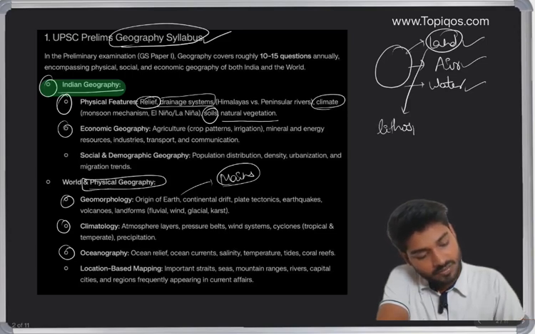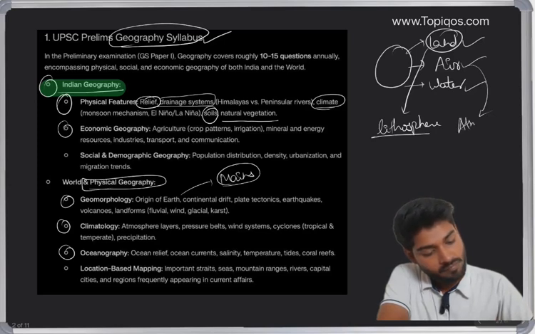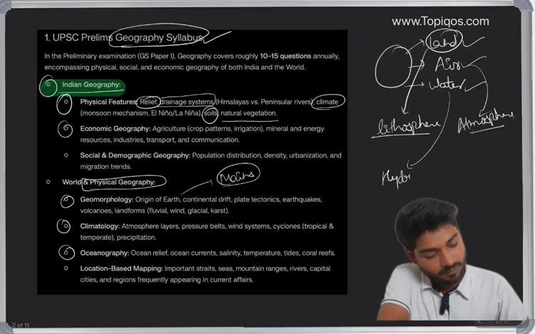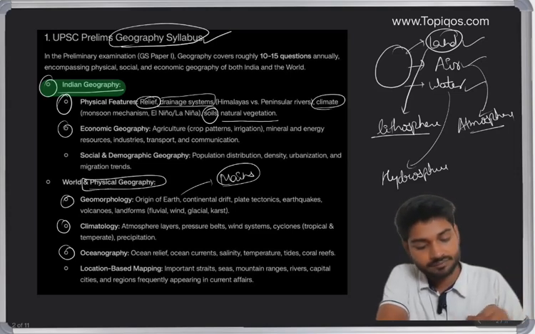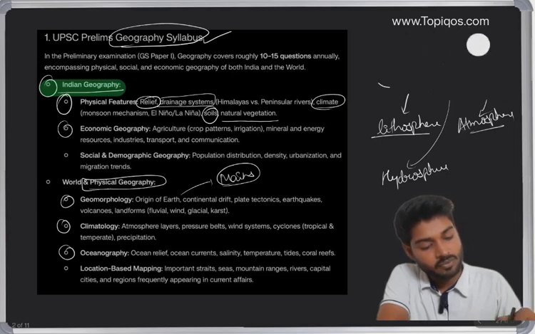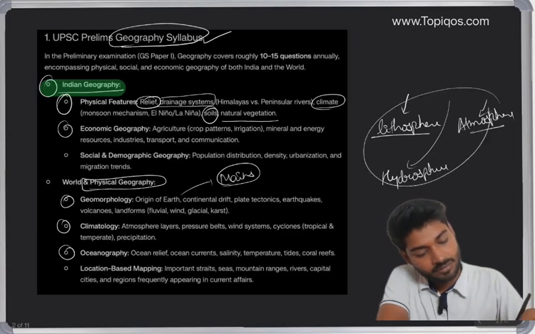Land is the lithosphere. Air can be said as the atmosphere, and water would be known as the hydrosphere. And all three collectively are known as the biosphere.